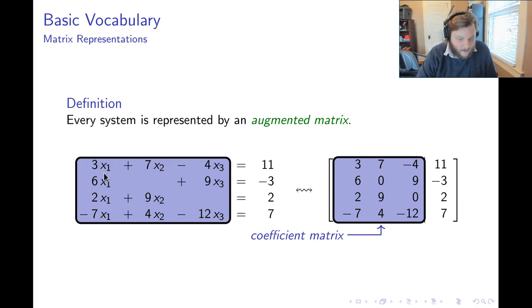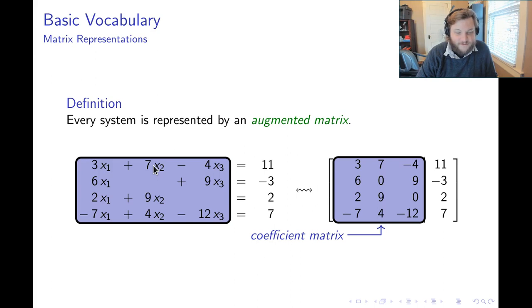So here we see in our system of equations that we have 4 equations with 3 variables. So in our augmented matrix, we will have 4 rows, and then the first 3 columns of this matrix will tell me the coefficients of each of the variables. So the coefficients in the equations for x1 are 3, 6, 2, negative 7. So the first column of this matrix is 3, 6, 2, negative 7.